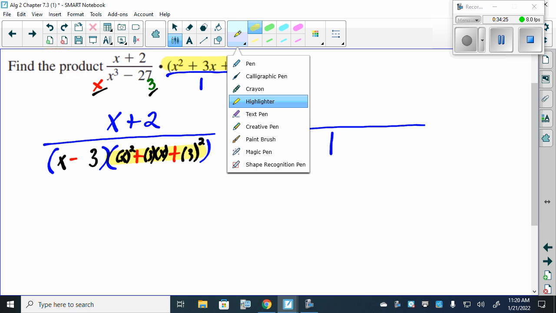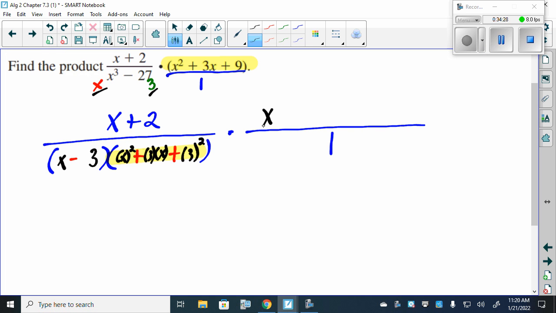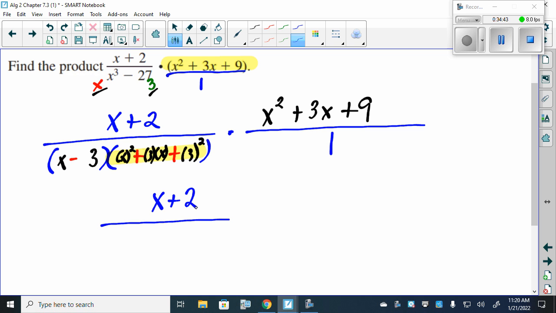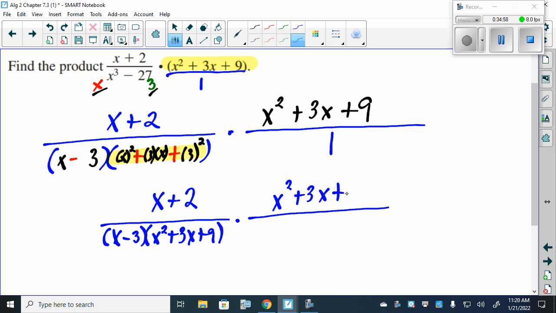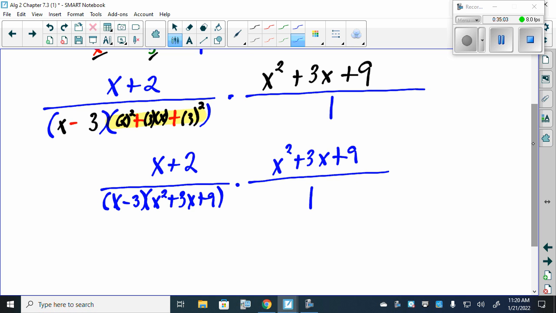So, most likely, I'm going to leave this here alone. And if we do simplify that down, we would have x plus 2 here. We would have x minus 3 times x squared plus 3x plus 9. So it does work out that these are the exact same, yes? I'm going to put parentheses around them.